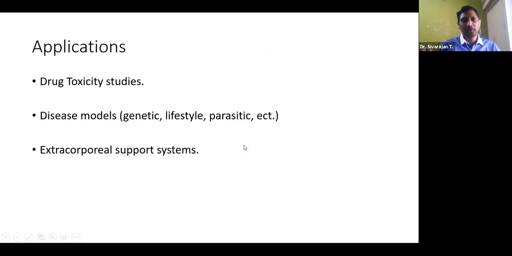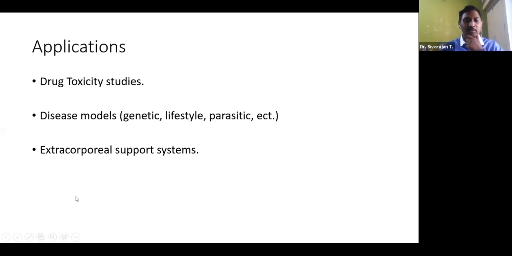So now, why do we want to study 3D? As the previous speaker also said, when you want to study drug toxicity, what is better, a 2D system or a 3D system? And definitely a 3D system will give you results closer to in vivo conditions.